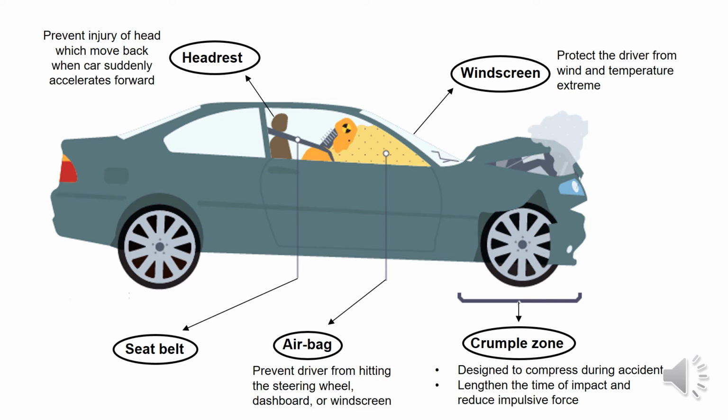Fourth, airbag. It was designed to prevent the driver from hitting the steering wheel, dashboard or windscreen. Last but not least, seatbelt. It was designed to prevent the driver from being thrown forward.